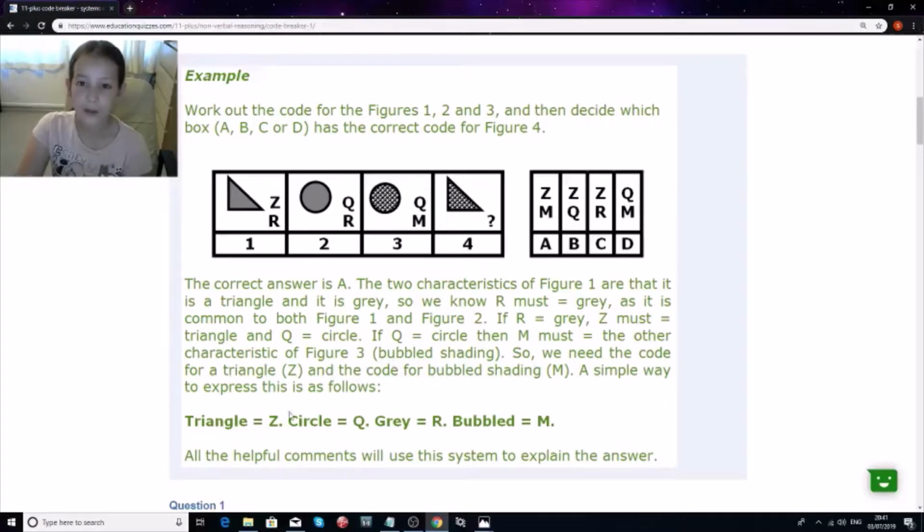A simple way to express this is as follows. Triangles equals Z, circle equals Q, grey equals R, bubbled equals M. All the helpful comments will use this system to explain the answer.